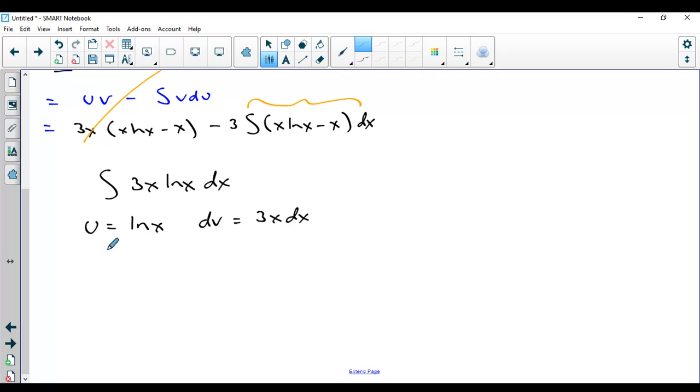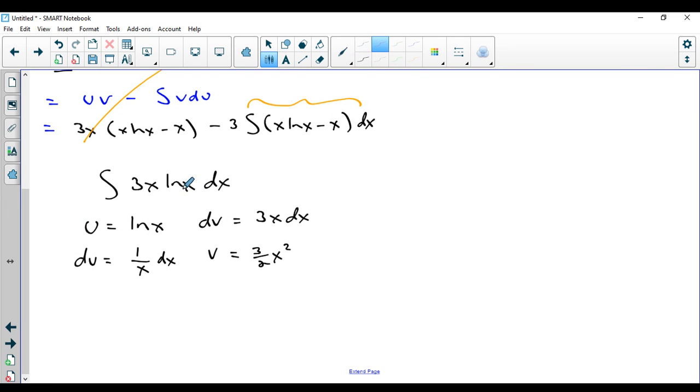Again, the dv goes with the dx. Du is the derivative of ln of x. That we know. That's 1 over x. And then, of course, dx because differential. And then v would be the integral of this, which is 3 times a half x squared. That's going to be 3 halves x squared. Remember, to go from dv to v, you're integrating. To go from u to du, you're taking the derivative, right?